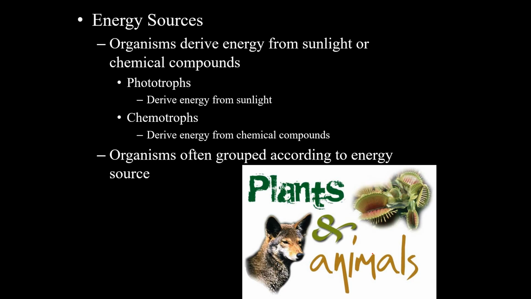All right, coming back to different types of trophs. Photo means light, so a phototroph gets its energy from light, usually sunlight. Chemotroph, it gets its energy from chemicals. Now, we can take the photo and chemo and put it together with the auto and hetero that we talked about just a little bit earlier.